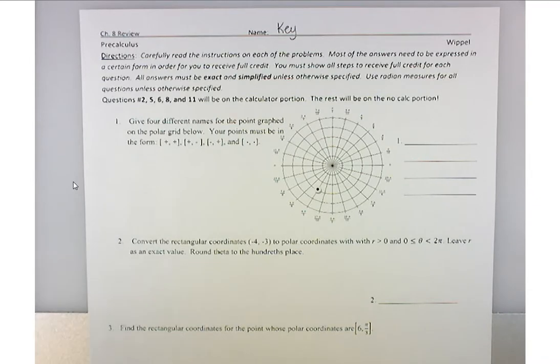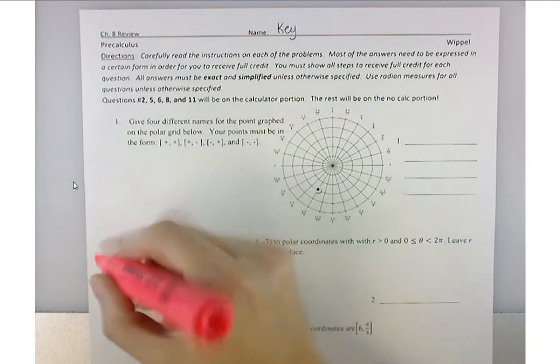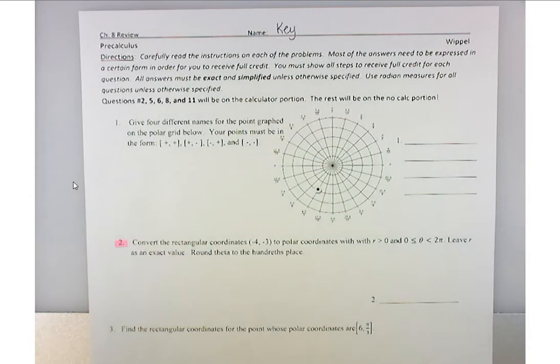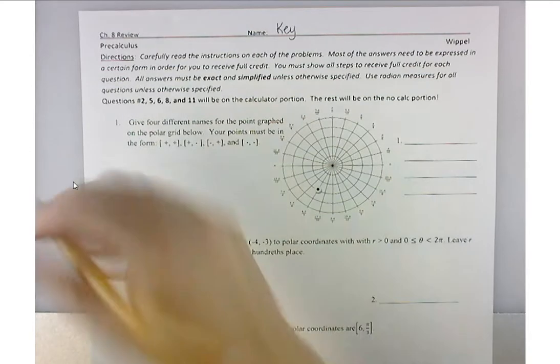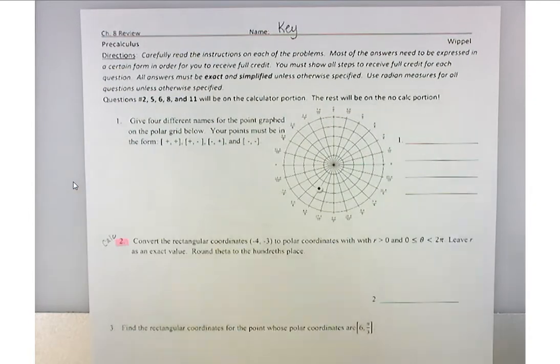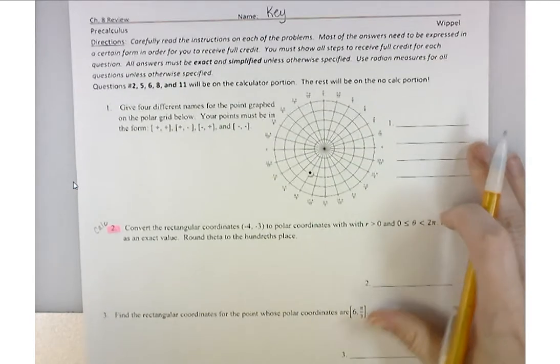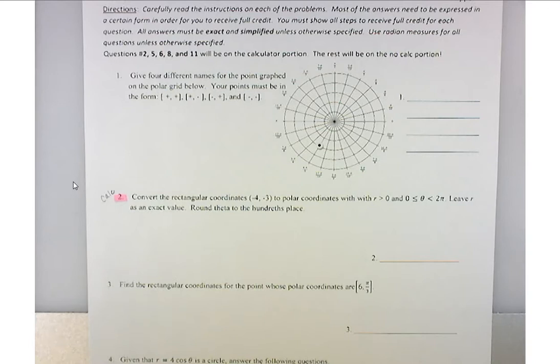Okay, so when we get to those, I will remind you that that's going to be on the calculator portion. Right, and then the rest is going to be no calculator. So for number 1, it says find 4 different names for the point graph.